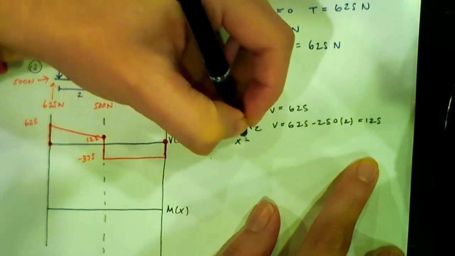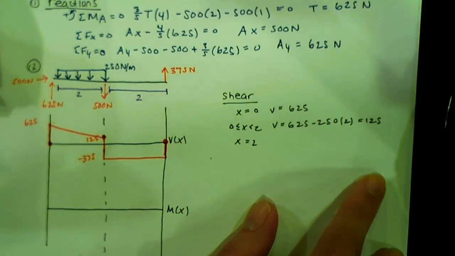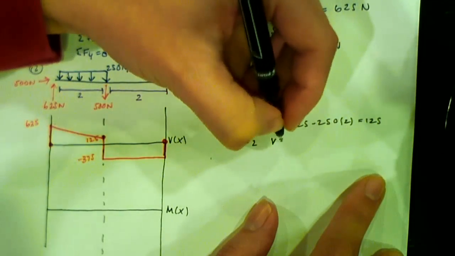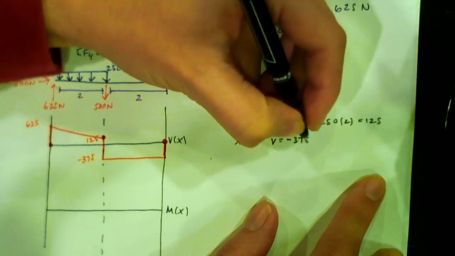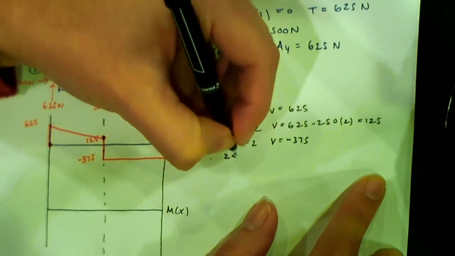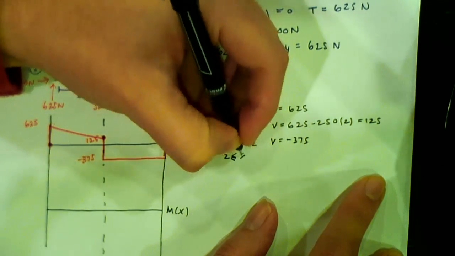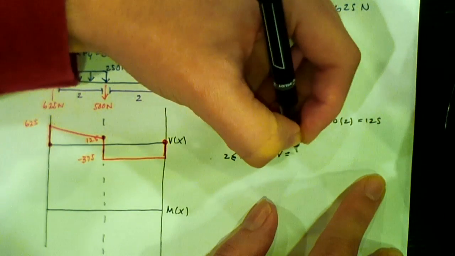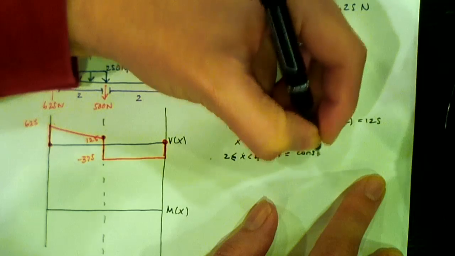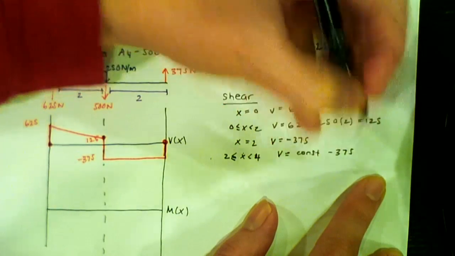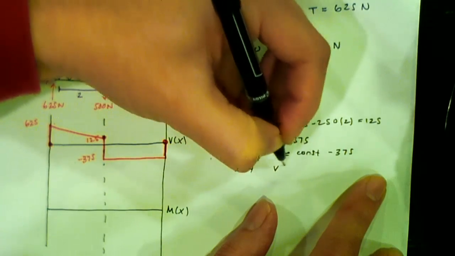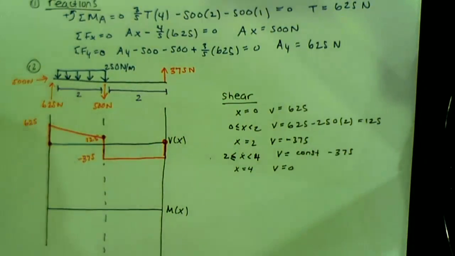Next, I look at the point at x equals 2. So he goes from 125 down 500. So v is negative 375. Then if I look at x between 2 and 4, v is constant, so it's still negative 375. Then when we reach x equals 4, he goes back up to 0. And so that's how you can show proof with it.